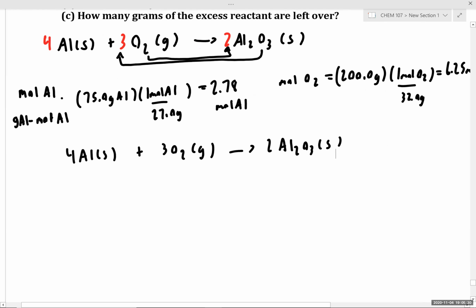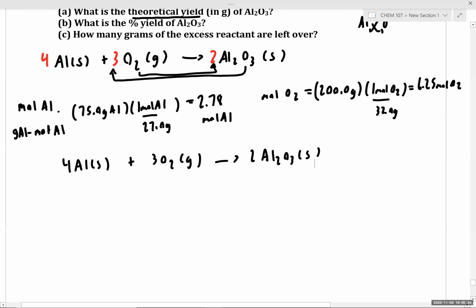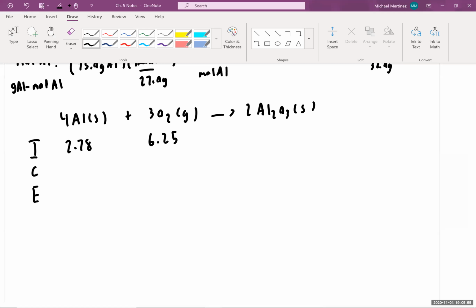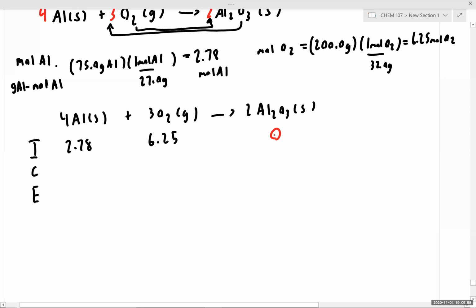Okay, so now that we see that we're likely going to have to use the ICE table method, let's fill in the data that we have so far. Initially we have 2.78 moles of aluminum and 6.25 moles of oxygen. Let's now fill in our change coefficients. If we have a reaction coefficient of 4 for aluminum, what will our change coefficient be? 4x, yep. What would the change coefficient be for oxygen if our reaction coefficient is 3? 3x, yep.